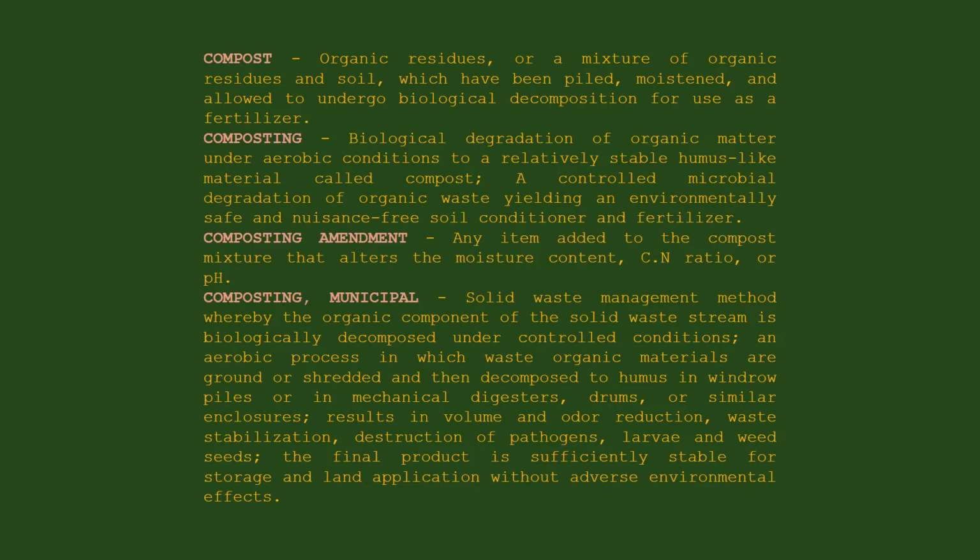Composting, municipal solid waste management method whereby the organic component of the solid waste stream is biologically decomposed under controlled conditions, an aerobic process in which waste organic materials are ground or shredded and then decomposed to humus in windrow piles or in mechanical digesters, drums, or similar enclosures. Results in volume and odor reduction, waste stabilization, destruction of pathogens, larvae and weed seeds. The final product is sufficiently stable for storage and land application without adverse environmental effects.